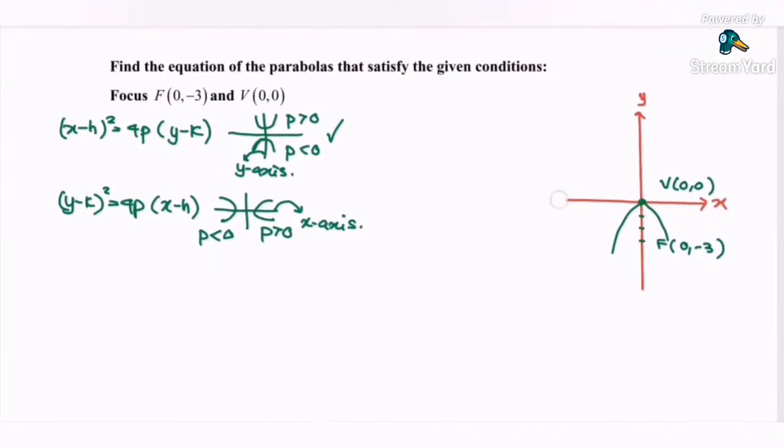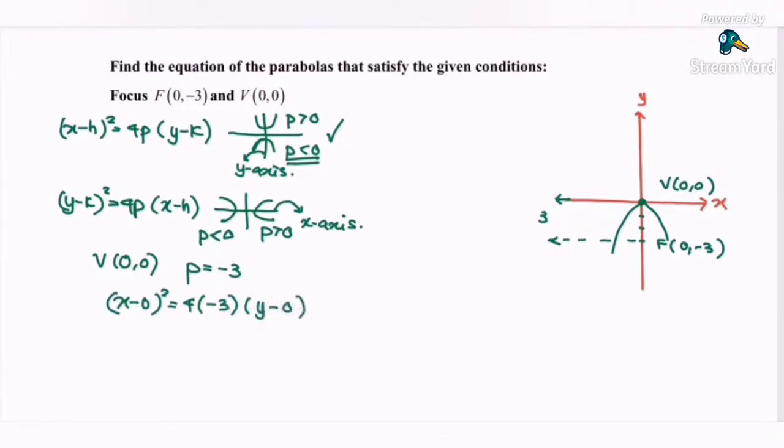So the distance from the vertex to the focus is 3 units. So here, the vertex is (0, 0), and the value p is -3, because we already mentioned p less than 0 if open downwards. So as a conclusion, (x minus 0) squared equals 4 multiplied by -3 multiplied by (y minus 0). So final answer, x squared equals -12y.